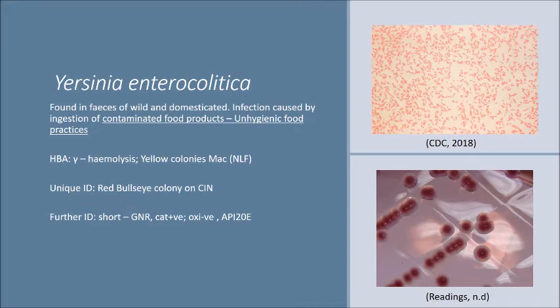The main agar mediums used to identify this organism include HbA, MacConkey, and CIN. Gamma hemolysis is apparent on HbA. Yellow colonies are seen in MacConkey indicating non-lactose fermentation. Tests that are vital for identification were the red bullseye-like colonies on CIN agar that are a unique characteristic to Yersinia species, as well as a gram stain morphology of gram-negative rods that are catalase positive and oxidase negative in addition to an API 20E.